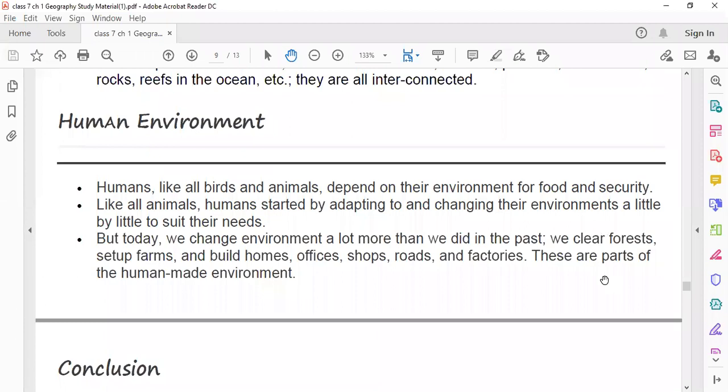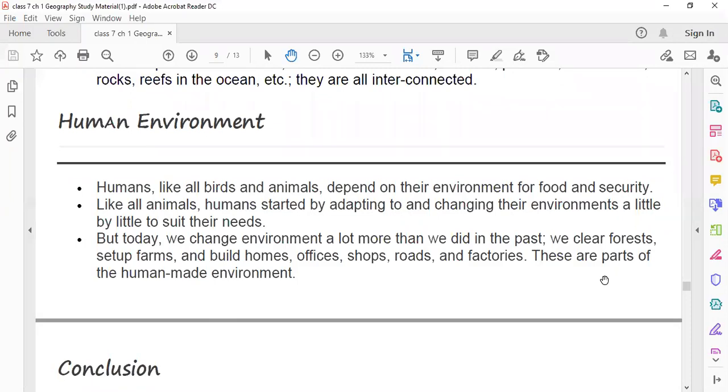Now, what is the human environment? Humans, like all birds and animals, depend on the environment for food and for the purpose of security. So, like all animals, humans started by adapting to and changing their environments little by little to suit their needs. But today, we change the environment a lot more than we did in the past. आज हम लोग development के नाम पे environment को बहुत बुरे तरीके से treat कर रहे हैं. Means we are using all the resources provided to us by the environment very indiscriminately.